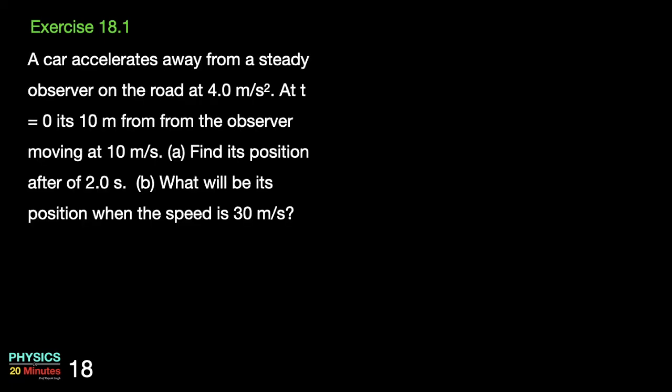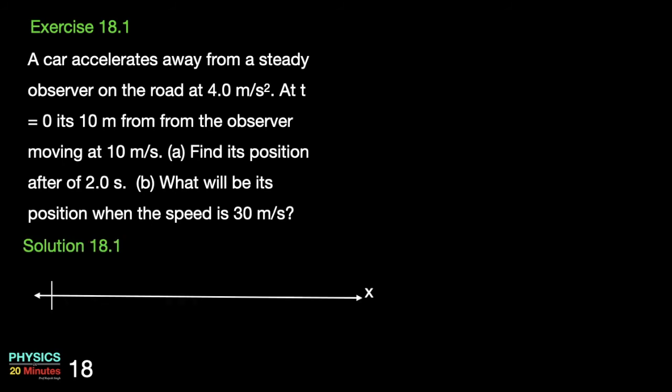Now let's take some examples to understand the concepts that we have talked about so far. A car accelerates away from a steady observer on the road at 4 meter per second square. At t is equal to 0, it's 10 meter from the observer, moving at 10 meter per second. Find its position after 2 seconds. What will be its position when the speed is 30 meter per second? It's a rather simple problem. You can try to solve it on your own and then come back and check the solution.